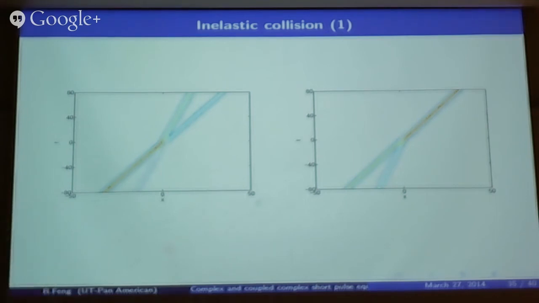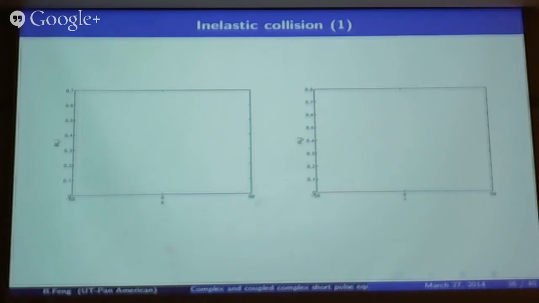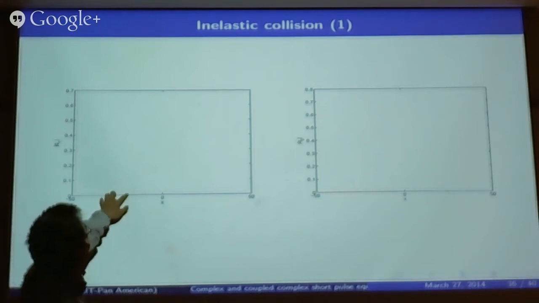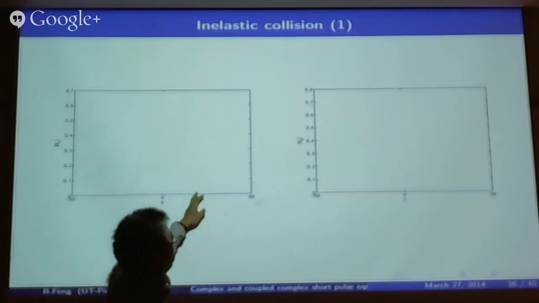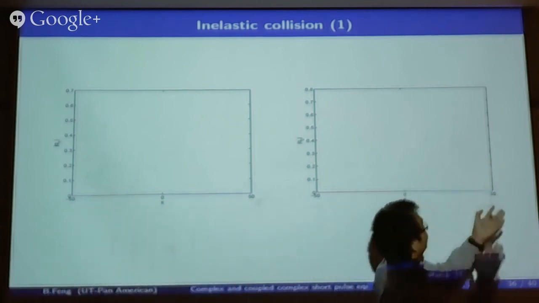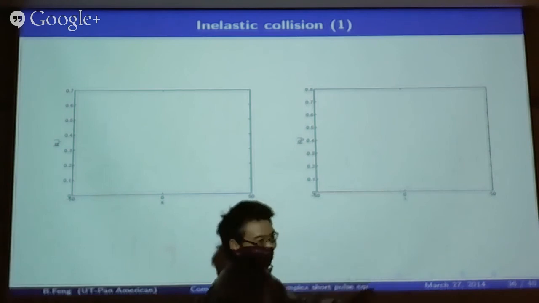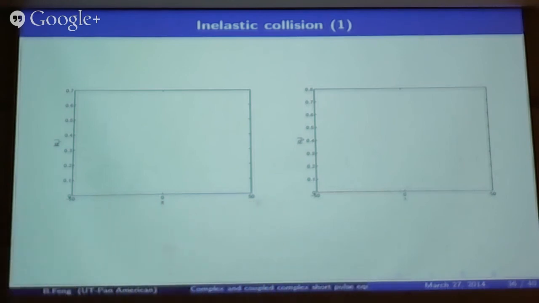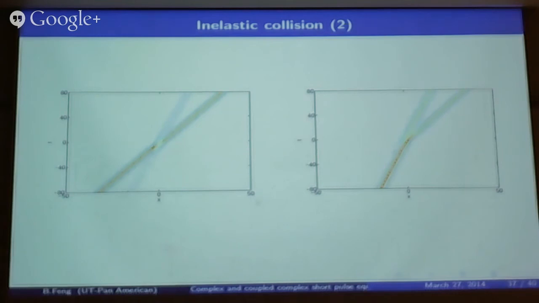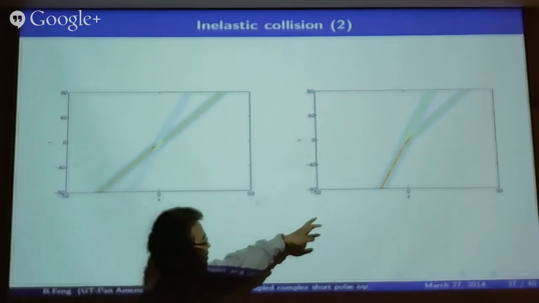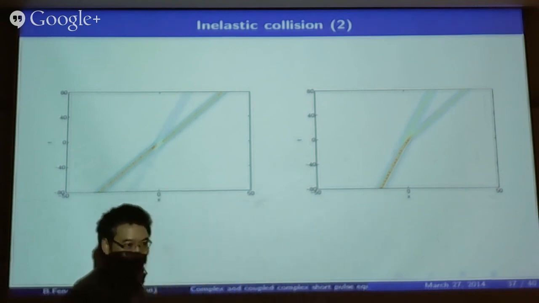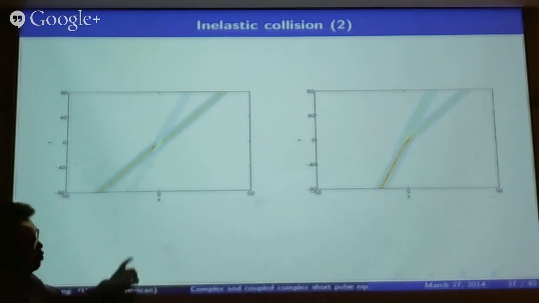I'm not going into the detail. This is the case: in the beginning, we have two solitons with different amplitude. Probably you can see it. But after the collision, there's only one soliton with higher amplitude. Another interesting case is this: in the beginning, in Q1 we have two solitons, and in Q2 we only have one soliton. Then after the collision, we could produce an extra soliton from this collision.